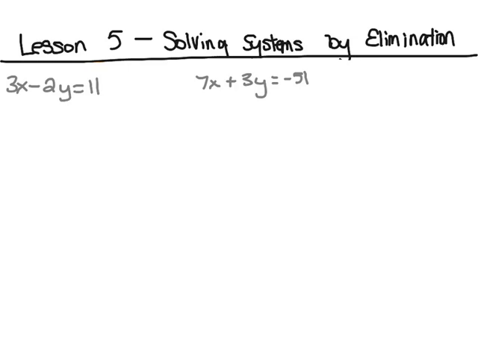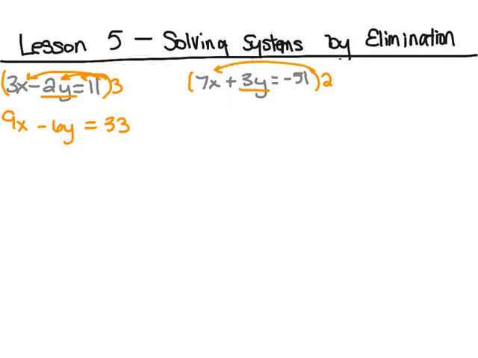3x minus 2y equals 11, and 7x plus 3y equals negative 51. So we don't have anything the same, so we're going to make our y's the same this time. So we're going to multiply the left equation by 3, and the right equation by 2. Then you're going to distribute in. So 3 times 3 is 9x, 3 times 2 is negative 6y, equals 33. Make sure you distribute to all things.